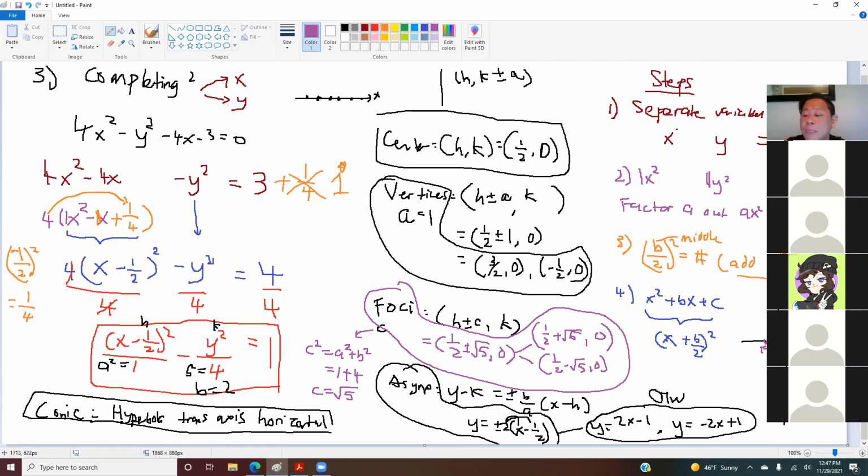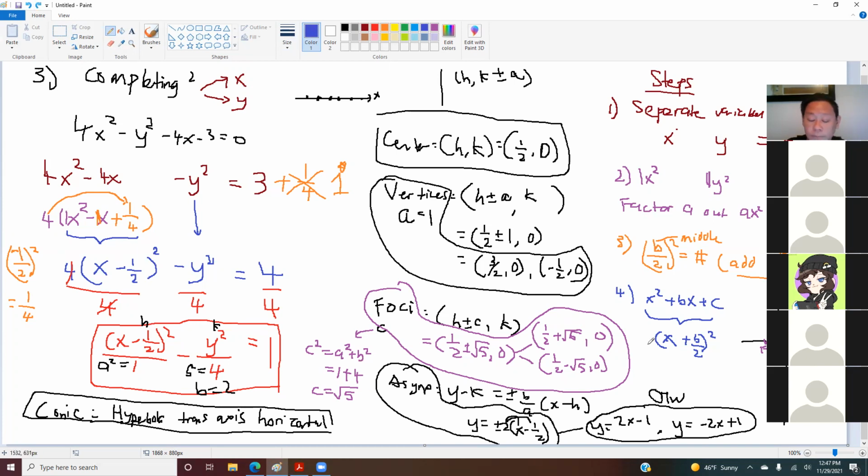This is your vertices. But in order for you to draw the sideways, class, if you just do it like this in your test, you won't get full points. It's because you need to have asymptotes. So how do we draw the asymptotes in this case? Draw the box. So our A in this case is 1 and our B in this case is 2.